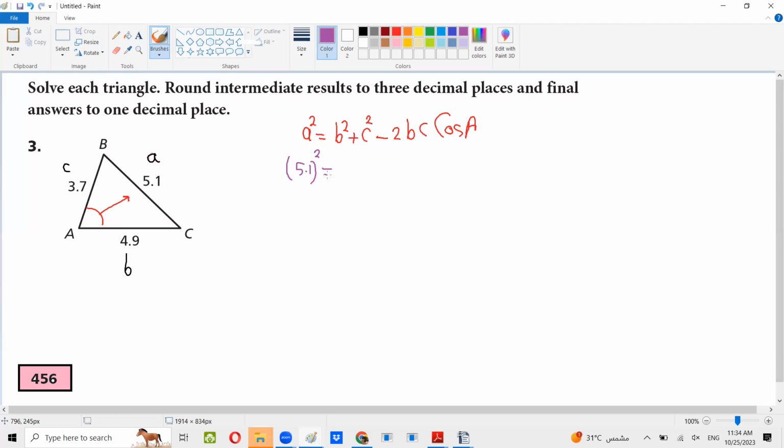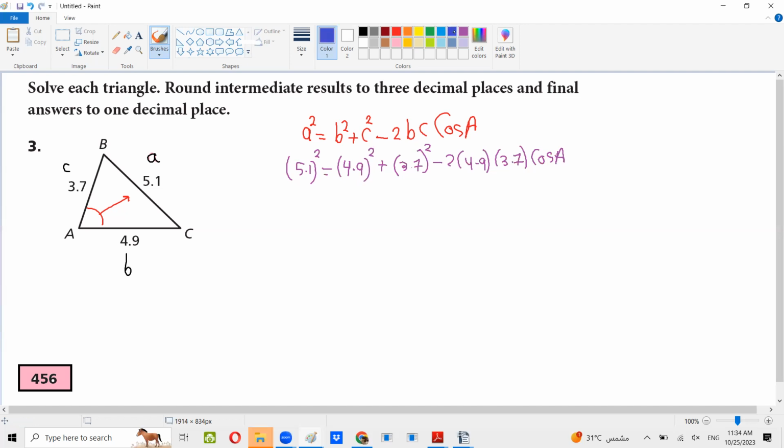To find the correct answer, put any value inside the bracket. B square is 4.9 power 2 plus C is 3.7 to the power of 2 minus 2 times 4.9 times 3.7 cosine A.